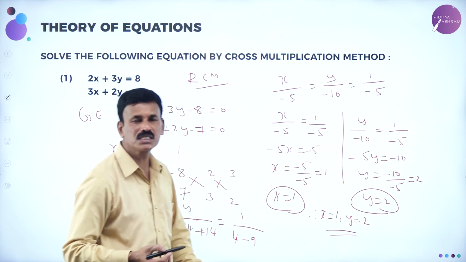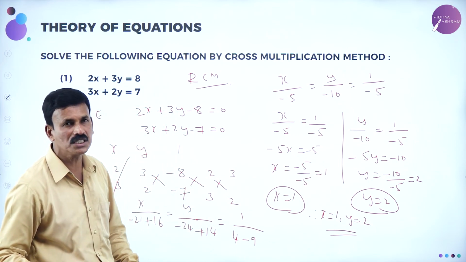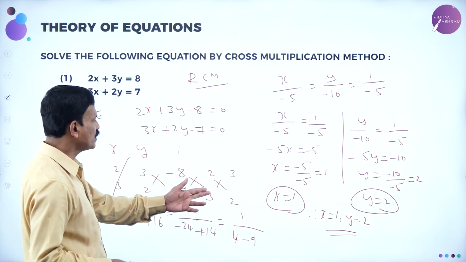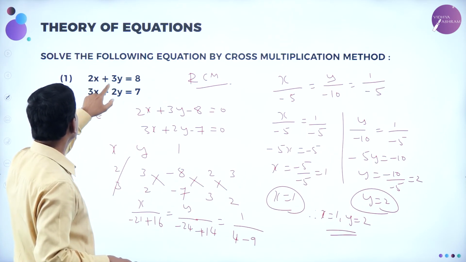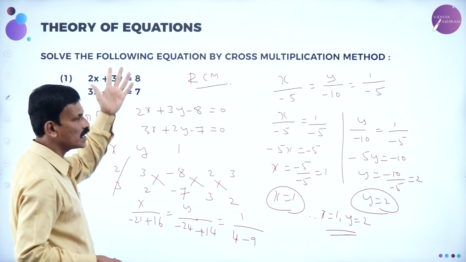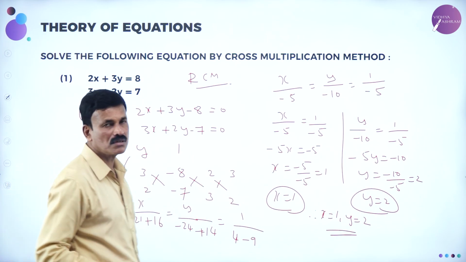That's it. This is called the rule of cross multiplication. If you want to verify, you can verify. Put x is equal to 1, y is equal to 2: 2 into 1 is 2, plus 3 into 2 is 6, plus 2 is 8, you will get. That's it. 1 comma 2 is the answer.